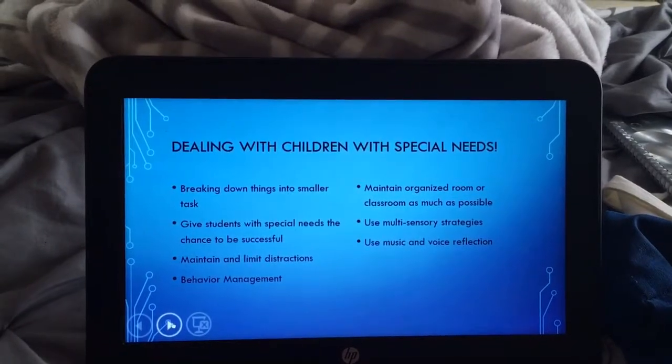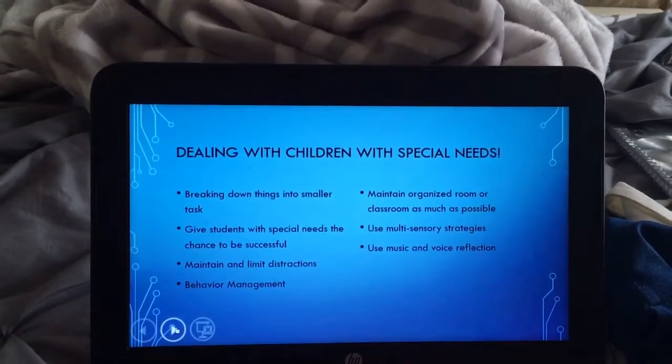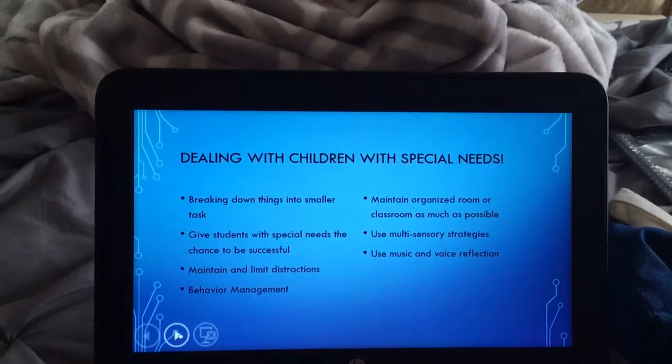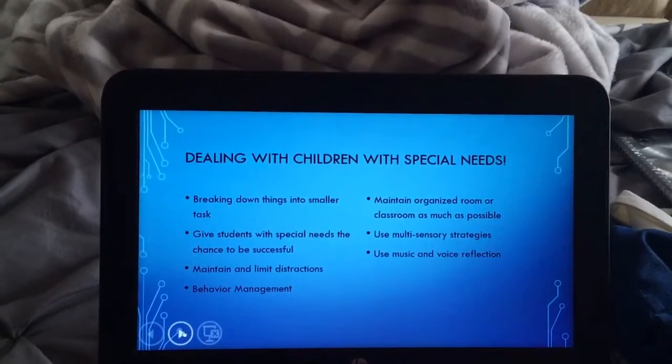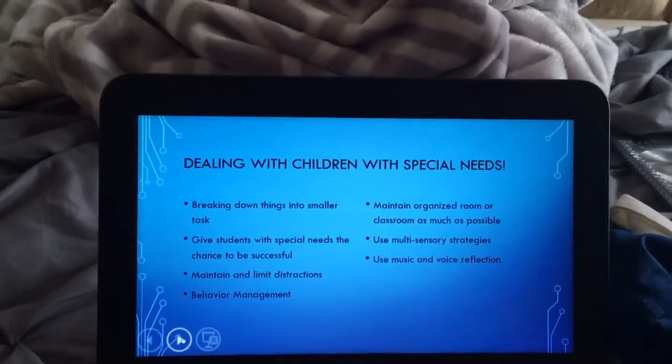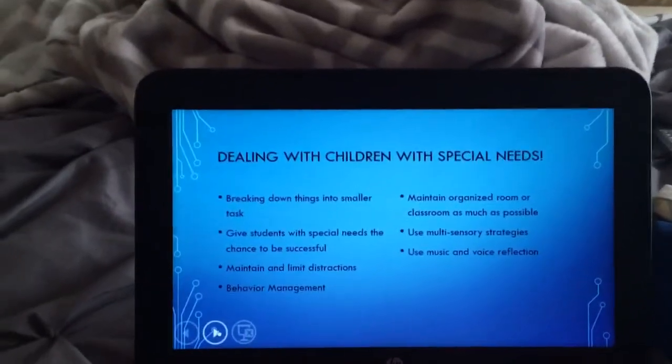Using voice and music reflection. Using voice for transitions and music for transitions can help the child understand what's to come next. Using proper speech will help model the same principles.